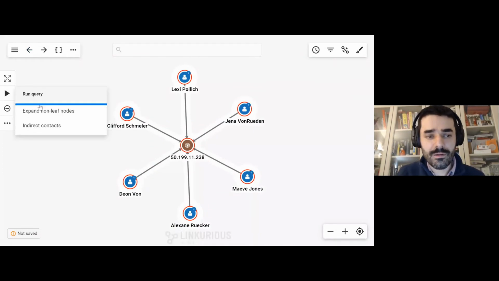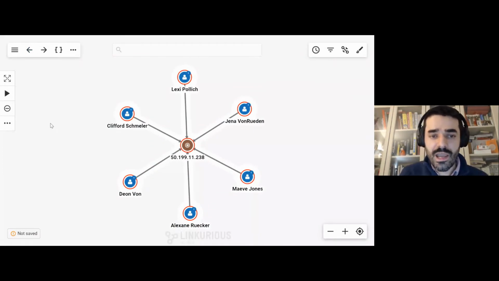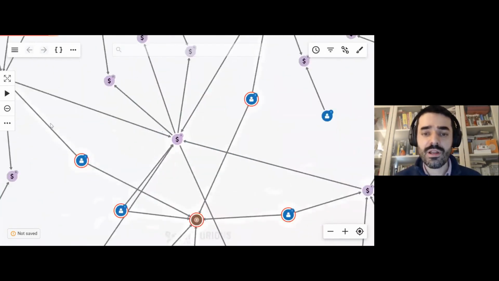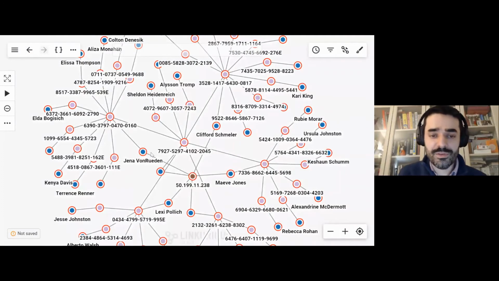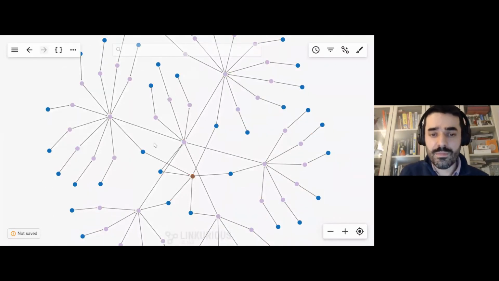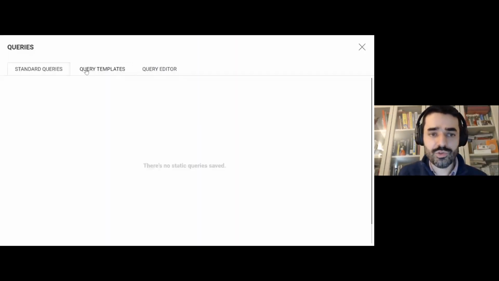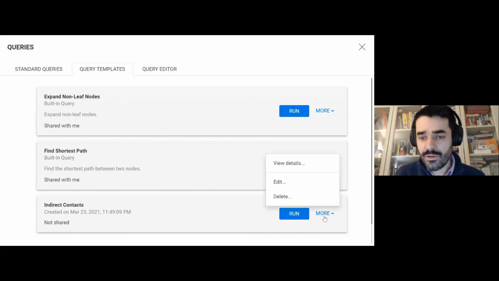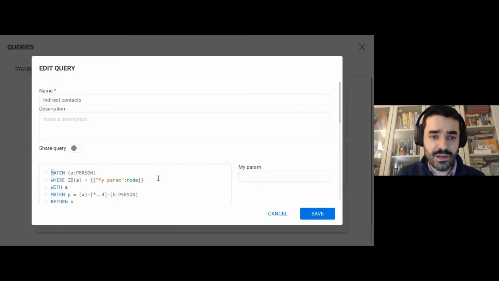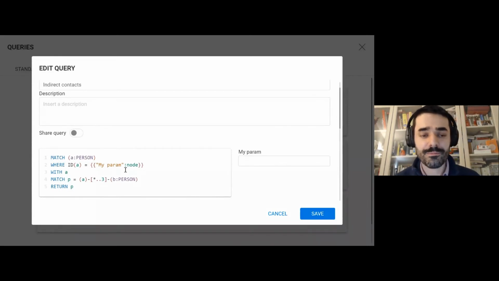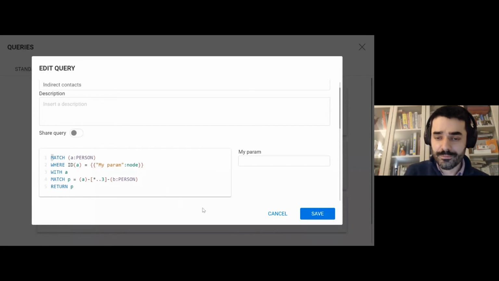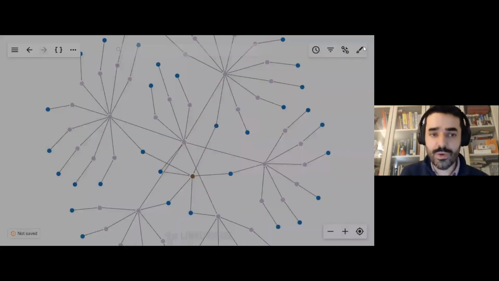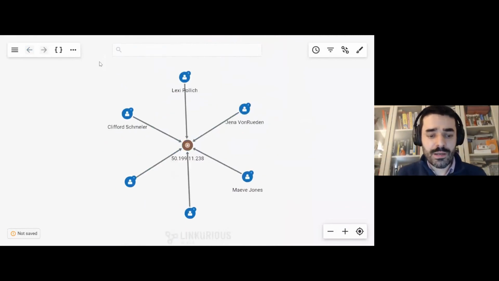But I can also call what we call a query template. This one is called indirect contacts, and it triggers in a very seamless fashion a graph query behind the scenes. This one graph query gives me all the direct connections of the people that I was investigating. I'm just going to show you what it looks like behind the scenes. So this is the query, and we see the code that is actually used in that query. Query templates are really a way to turn powerful graph queries into something that can be used seamlessly by non-graph experts.